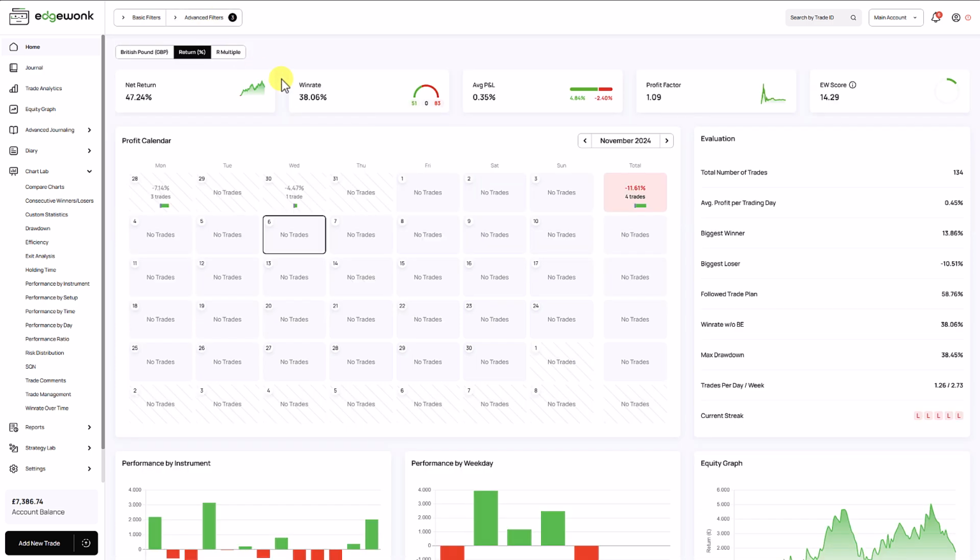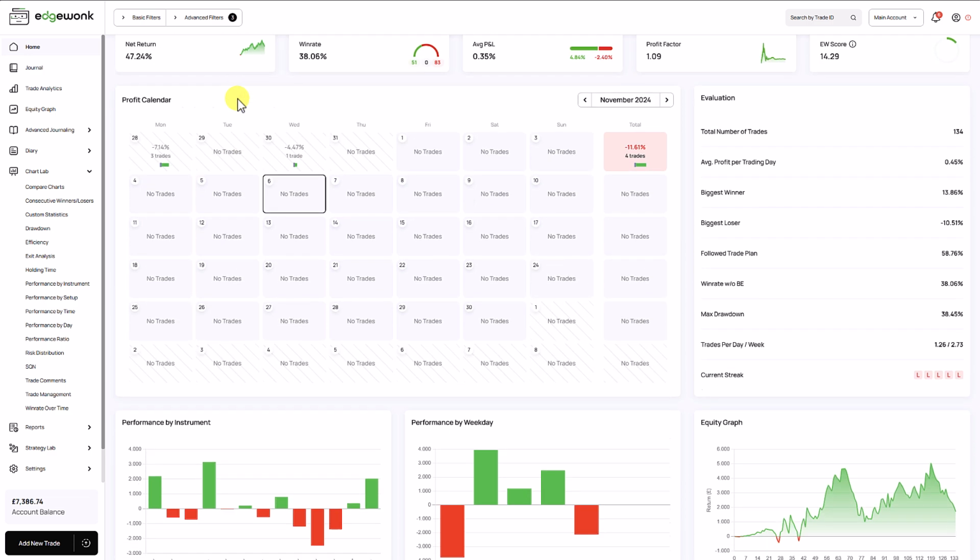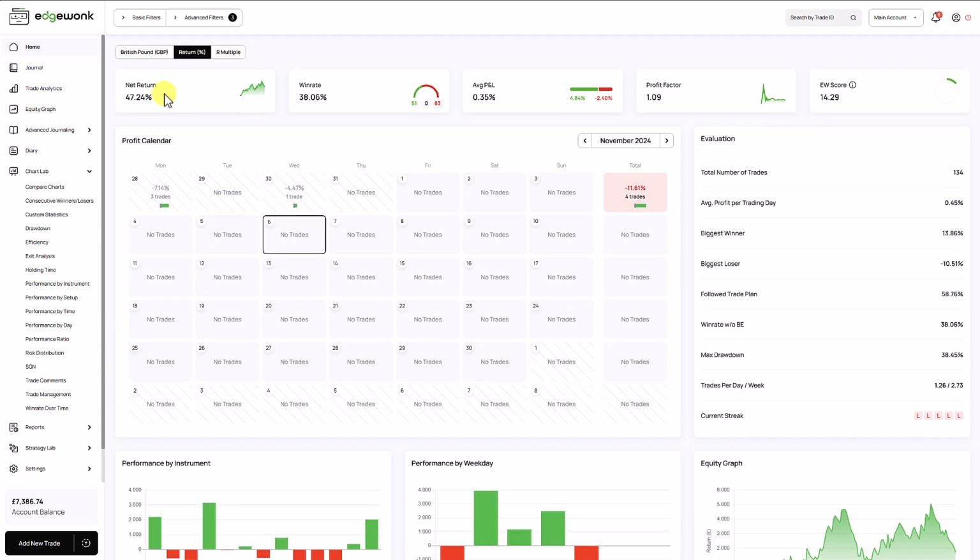Now the performance has turned around completely. We have filtered out around 60 trades. Now we have 134 trades. The win rate is not much higher. It's 38% compared to 33%, but he suddenly has a net return of 47%. So we go from minus 35 to plus 47. This is a difference not only between night and day, this is a difference between winning and losing trader.